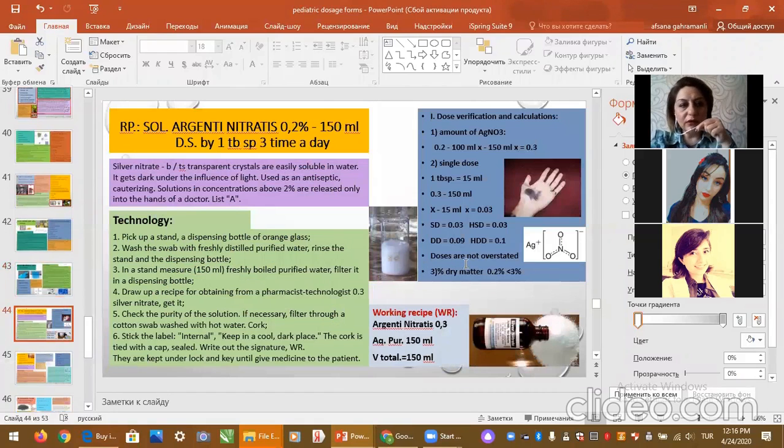So our next and most interesting prescription solution is argentum nitrate 0.2% to 150 ml, signa: 1 tablespoon 3 times a day. What can we say about argentum nitrate? In which forms do we use argentum nitrate? Do you know the pencil lapis, trade name lapis, which is manufactured in our countries, post-Soviet Union countries?